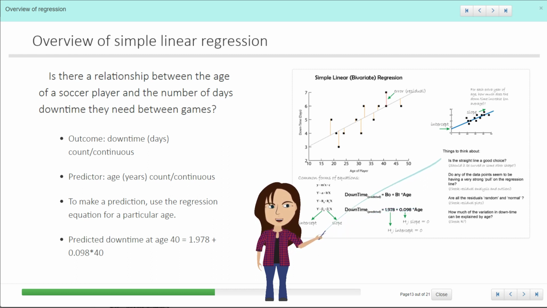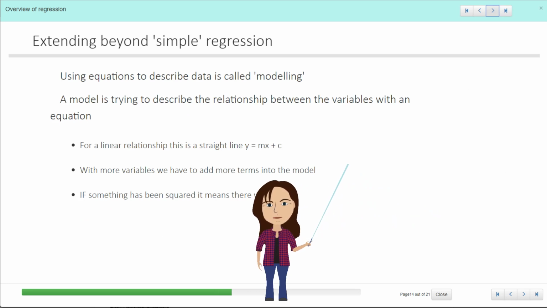And the things that we want to think about is a straight line a good choice, or does it need to be a curve or something more complicated? Do any of the data points seem to be having a very strong pull on the regression line? Are all the errors random and normal? And how much of the variation in downtime can we actually explain by age? If we extend beyond simple regression, we can add more variables into the model or more complex patterns.